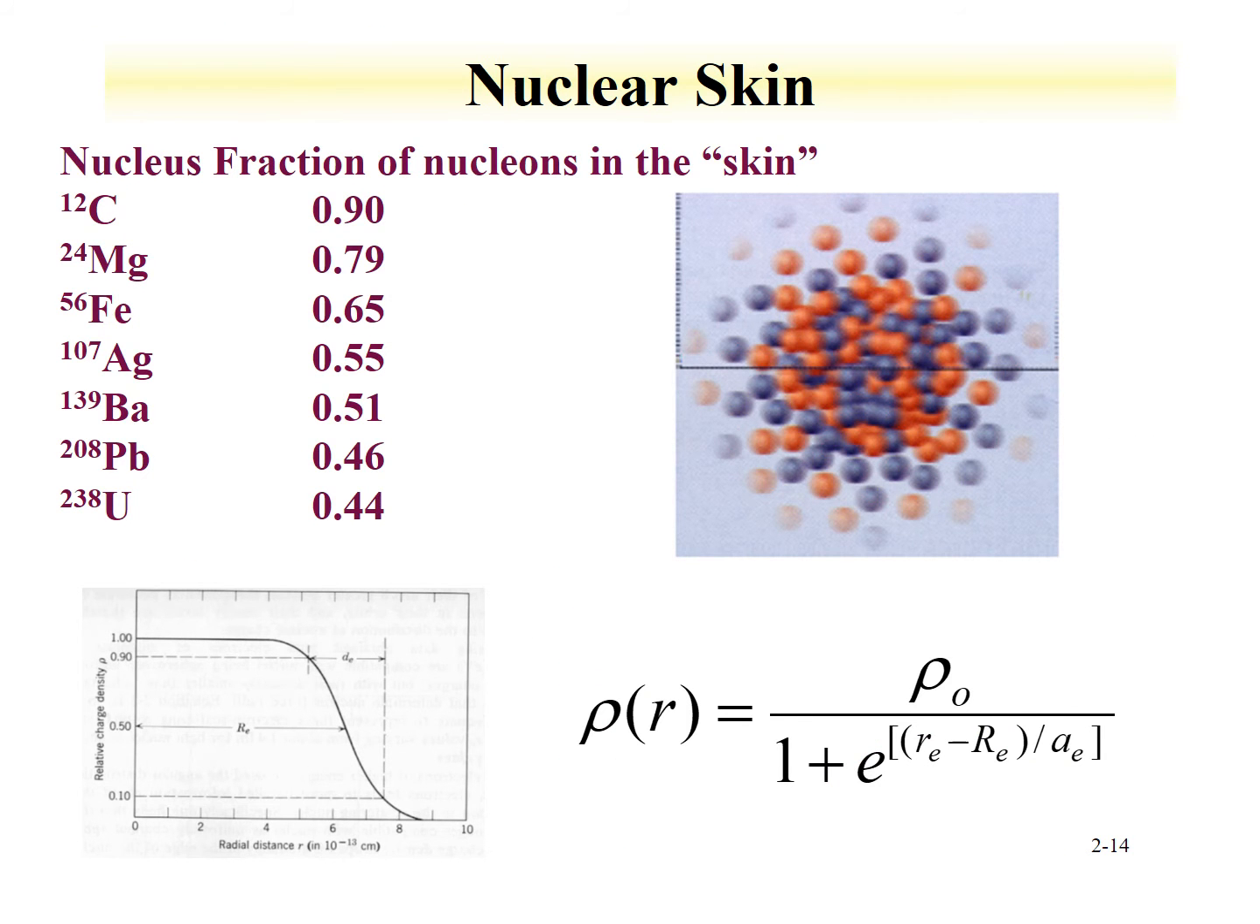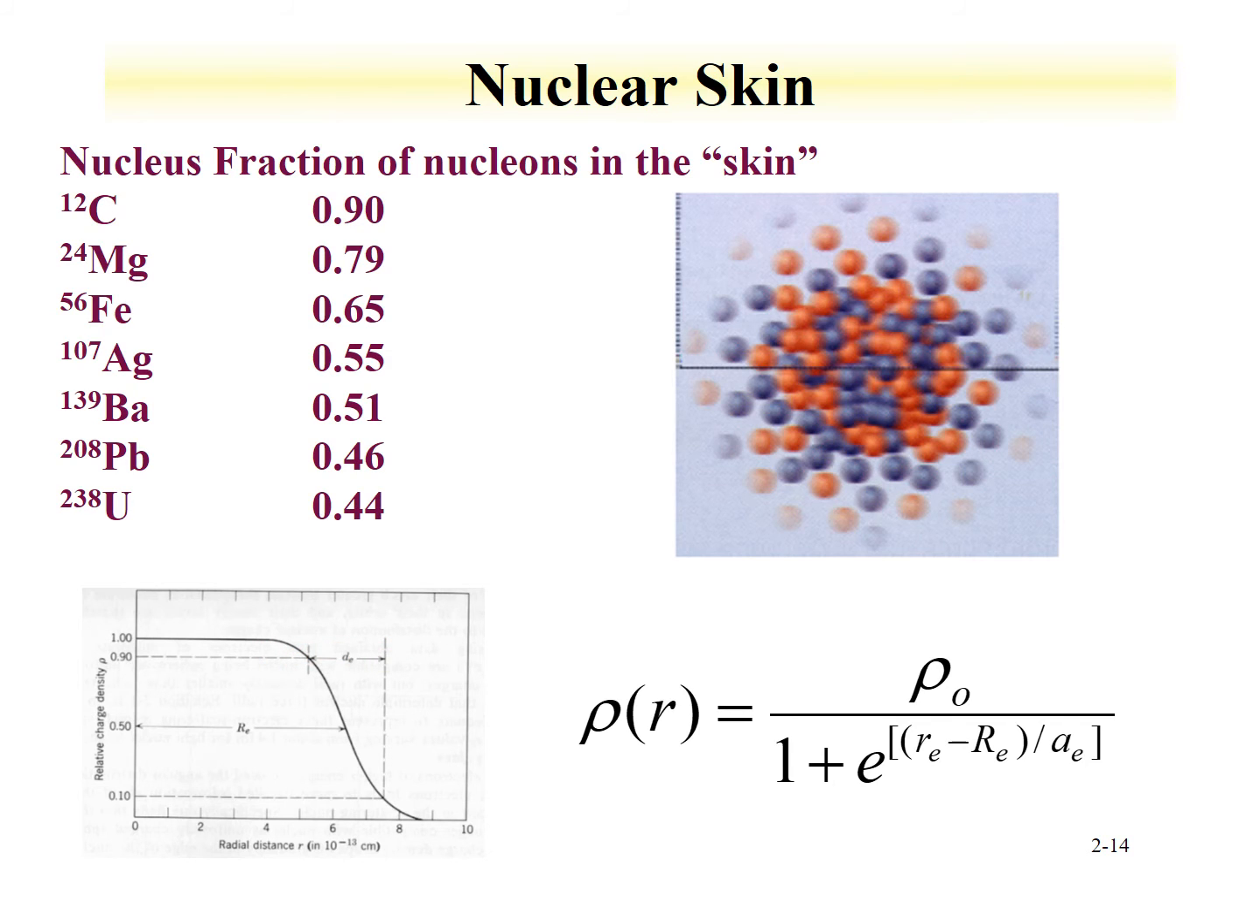Here's an example of the nuclear skin thickness. Pictorially, you can imagine that in the center you have a very dense nucleus. As you go out towards the edge of the nucleus, the nucleon density decreases, so you get this skin. And here's an example of the density at a given distance expressed as an equation, where it's a function of the initial density. You see we have this distance here, which describes this skin thickness.